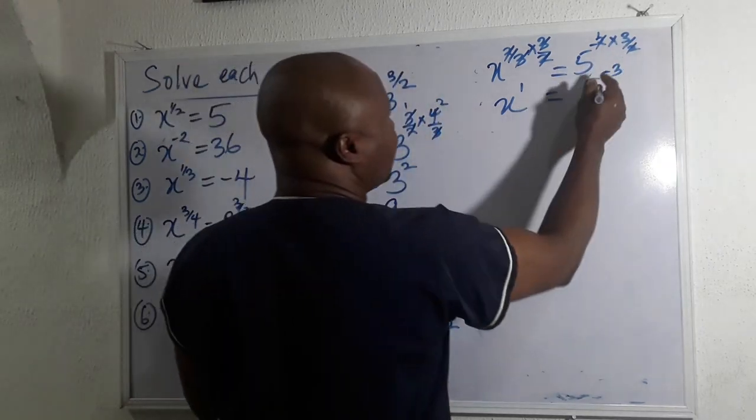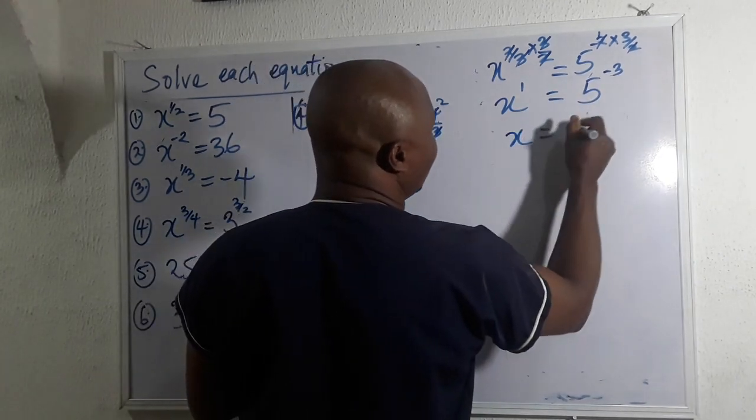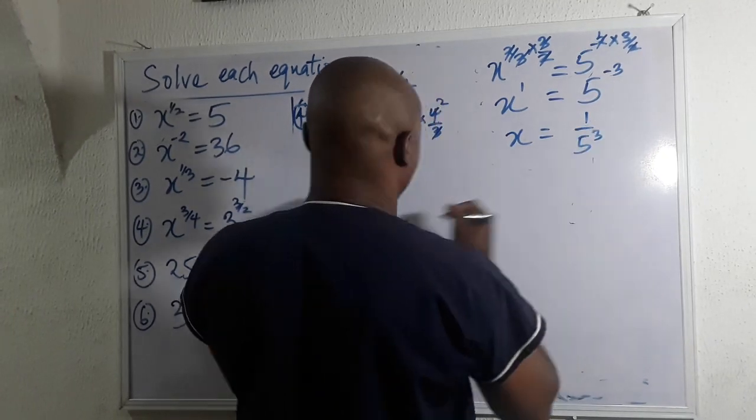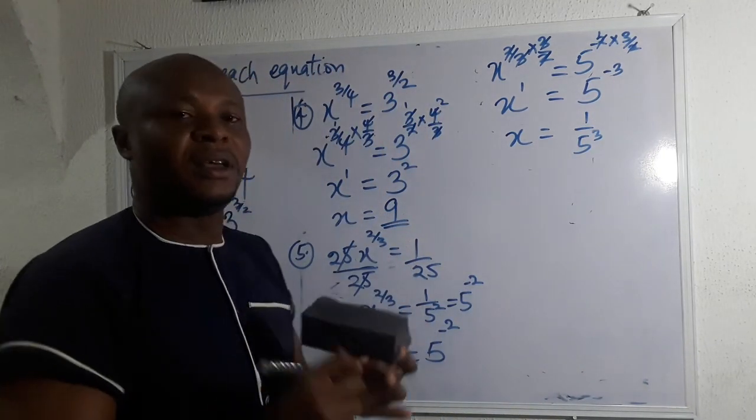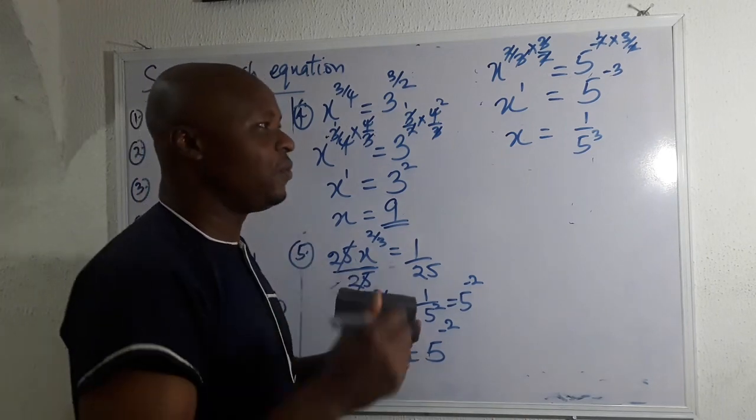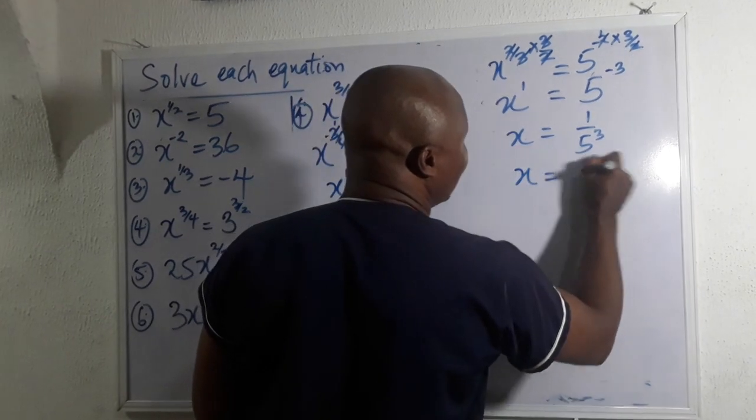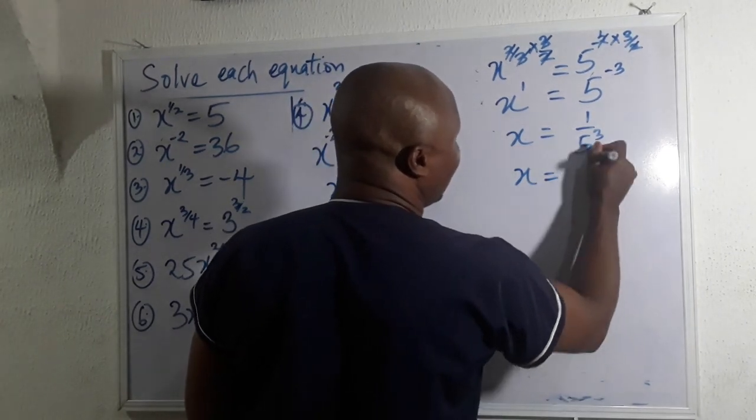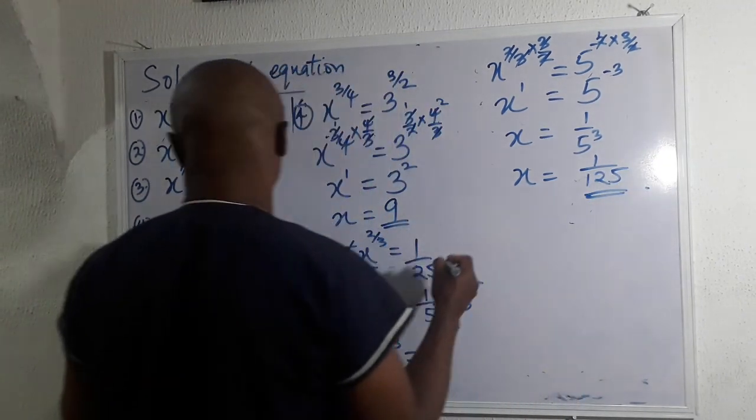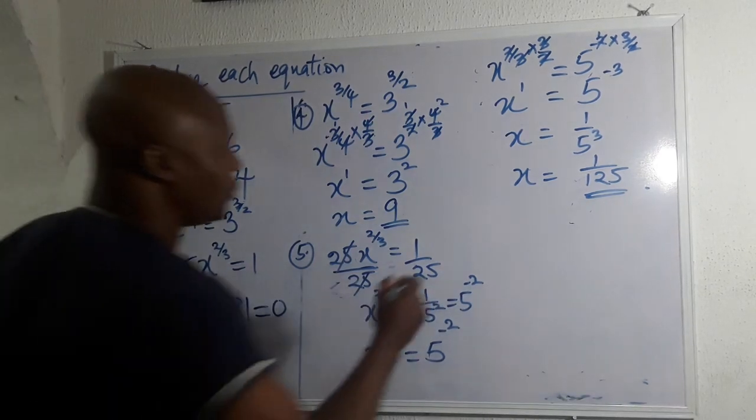And of course, negative index inverts the base. So this will now become x will be equal to 1 over 5 raised to power 3. Of course, 5 raised to power 3 means 5 times 5, 25 times 5 again, which is 125. So that is to say x will be equal to 1 over 125.